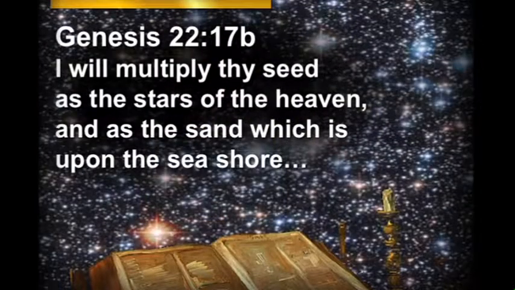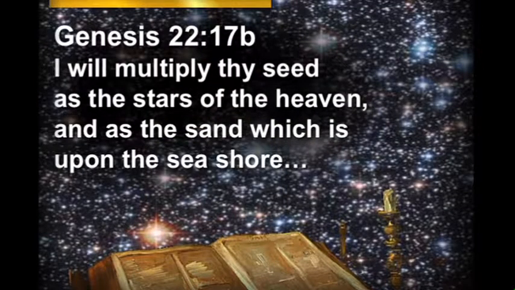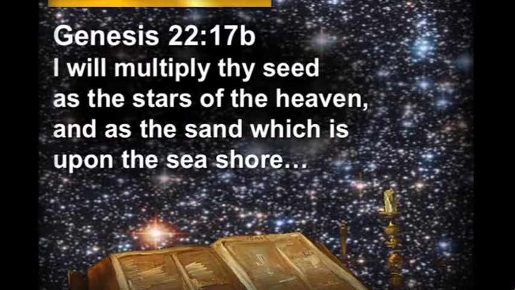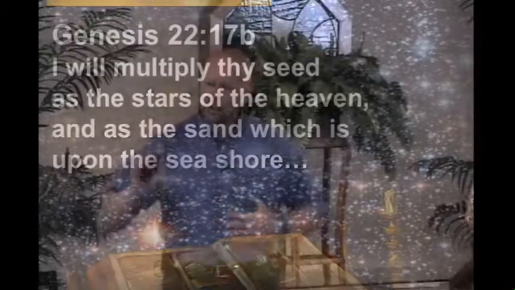In the book of Genesis, God gives Abraham a promise, saying, "I will multiply thy seed as the stars of the heaven and as the sand which is upon the seashore." So in Genesis, God compares the number of stars in heaven to the grains of sand on the beaches. Well, at this time, you could only see about 1,500 stars with the naked eye.